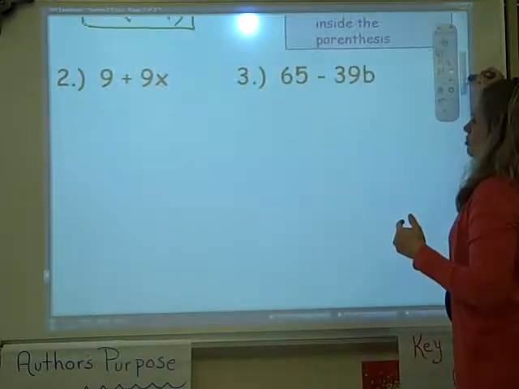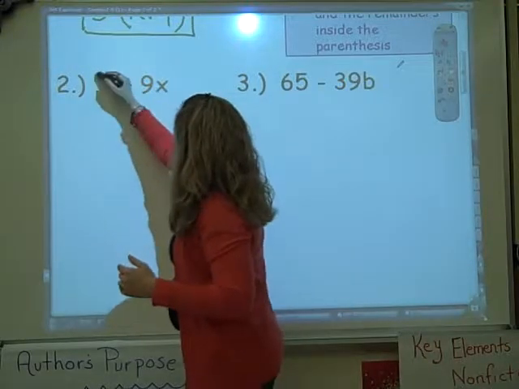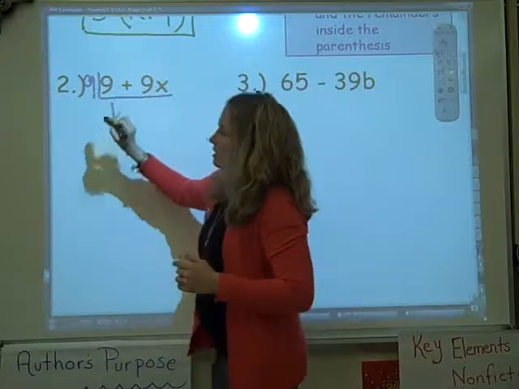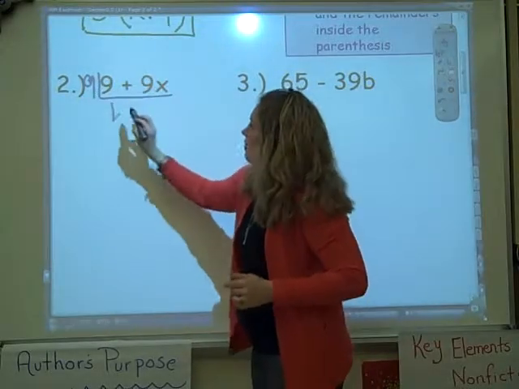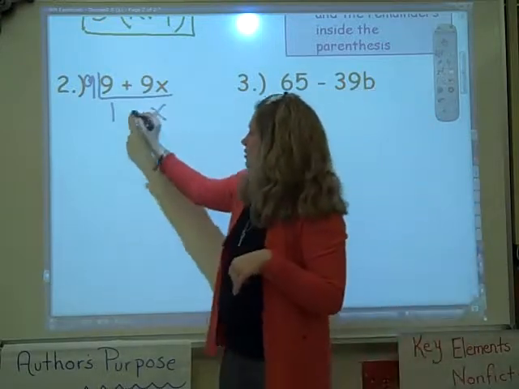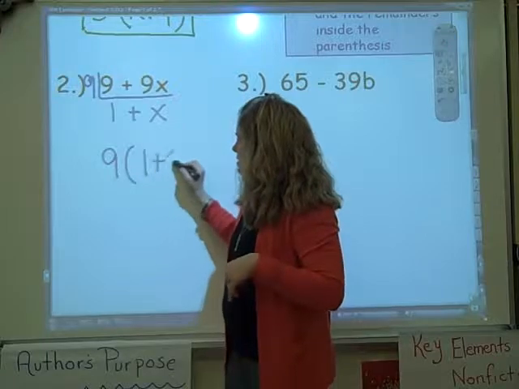All right, we will do 2 more, and then we are done for today. 9 plus 9x, I can divide out a 9 from both of these. 9 divided by 9 is 1. 9x divided by 9 will be 1x. We just write x, we don't write 1x. Bring down your plus. So we write 9 times the quantity, 1 plus x.